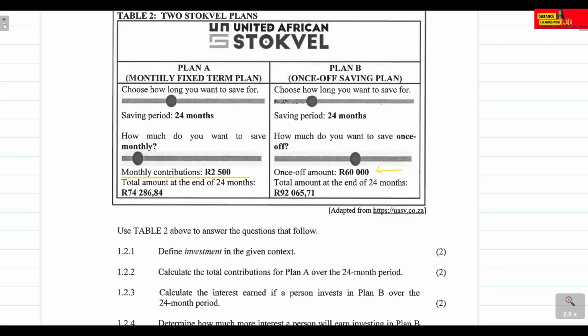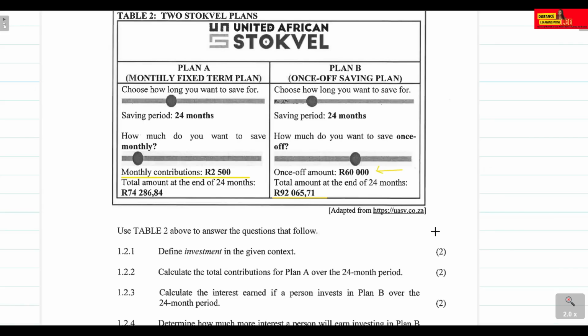Okay, and we see that if you make a once-off payment of 60,000, the total amount that would be in your account after 24 months would be 92,065 rand and 71 cents. So how would we then determine how much interest was accumulated?